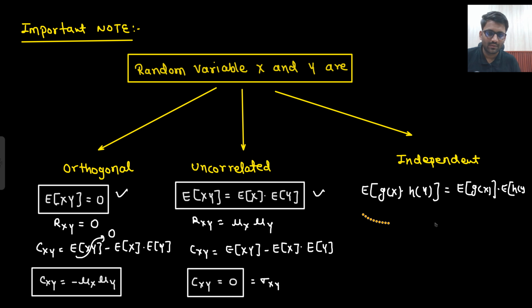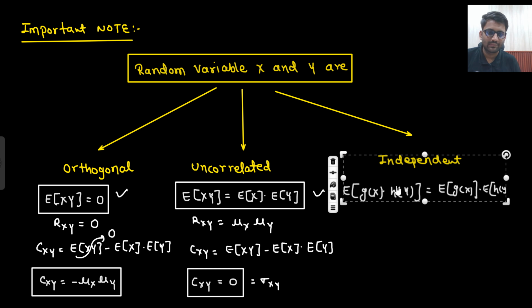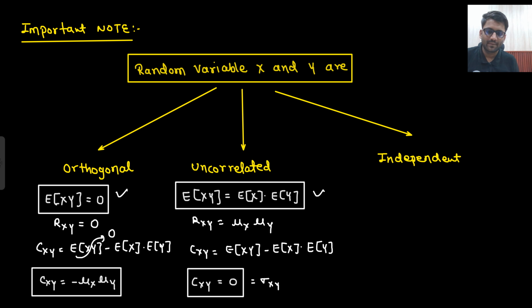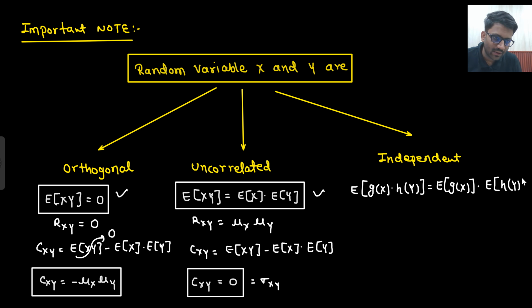Uncorrelated, independent. Expectation of any function of random variable x, any function of random variable y would be equal to expectation of random variable x into expectation of random variable y.